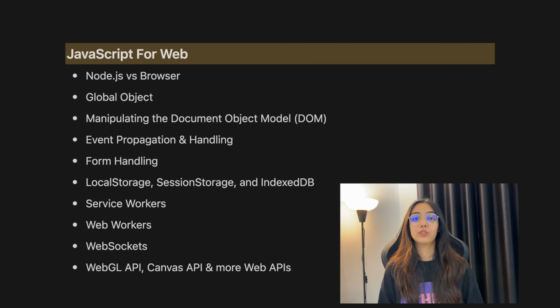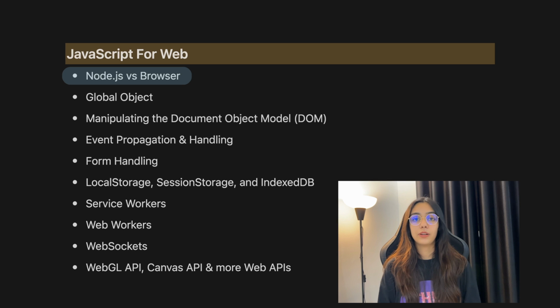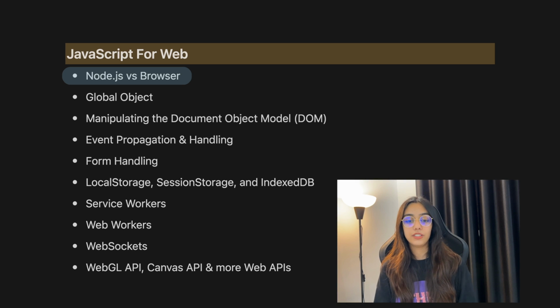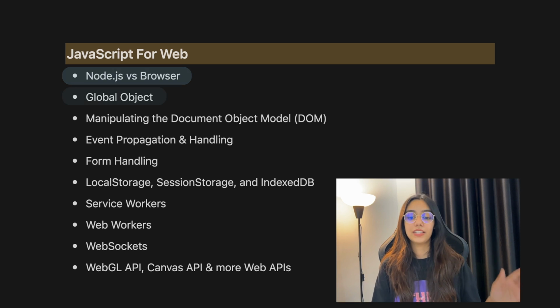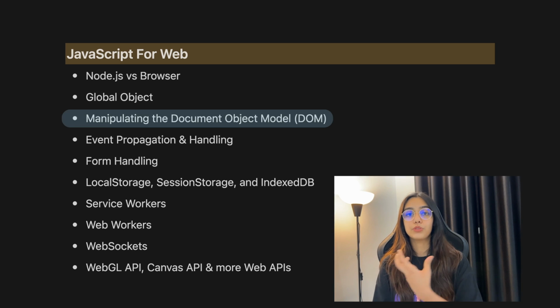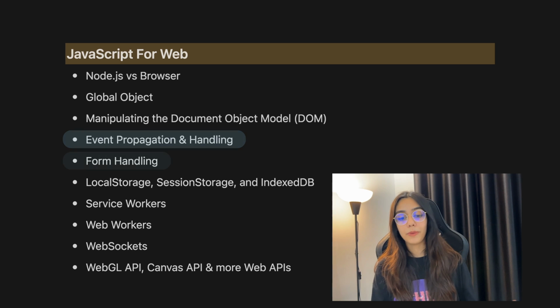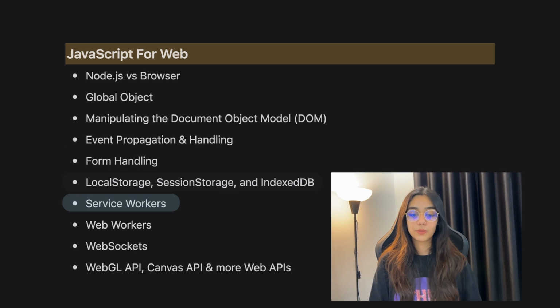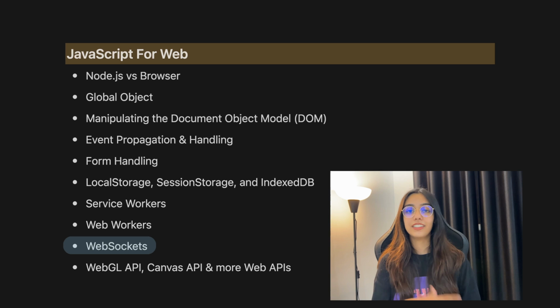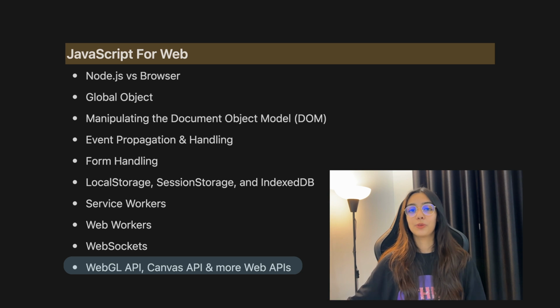Now, the next section includes topics related to web development with JavaScript. In this, you need to first understand what is client-side, what is server-side, so Node.js versus the browser. Then you have the global object, then learning about the DOM, which is important if you want to do front-end development. Then you also have event propagation, event handling, form handling, web storage, service workers, web sockets, and the different browser APIs. And if you want to learn about the different Node.js APIs as well, you can do it. But if you talk about Node.js, that will be a separate different roadmap in itself.